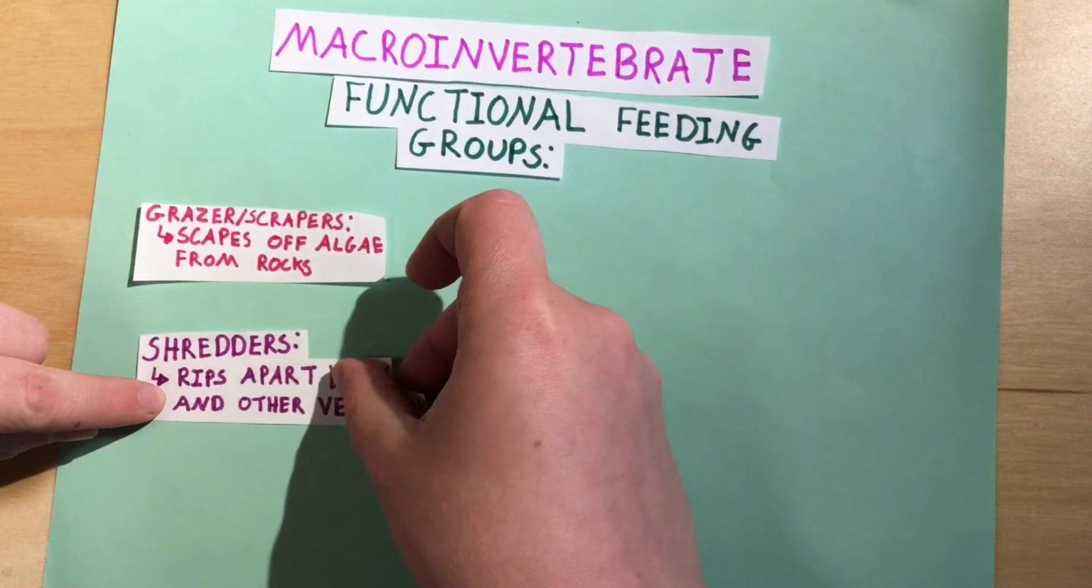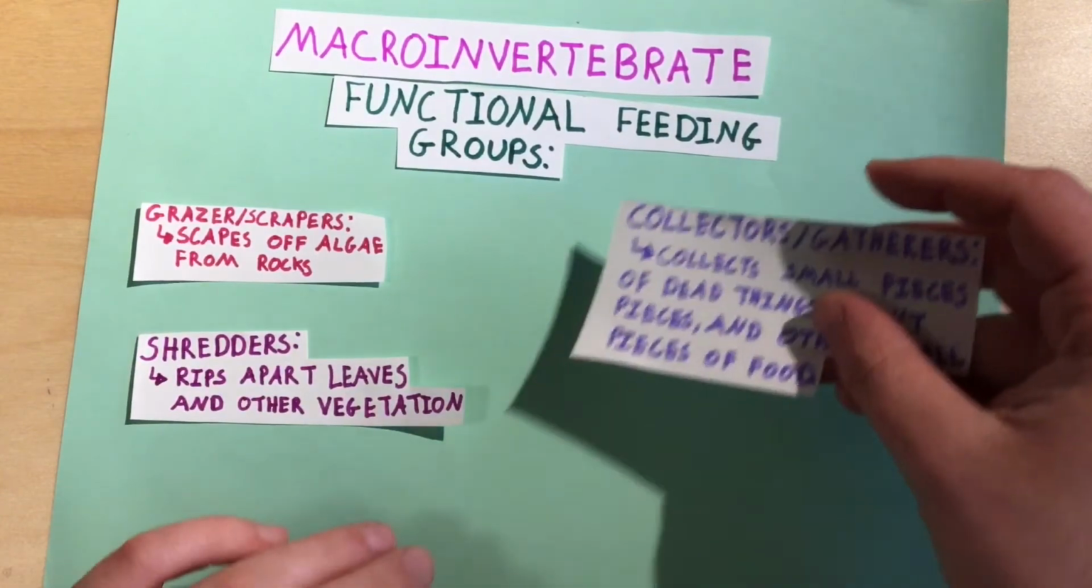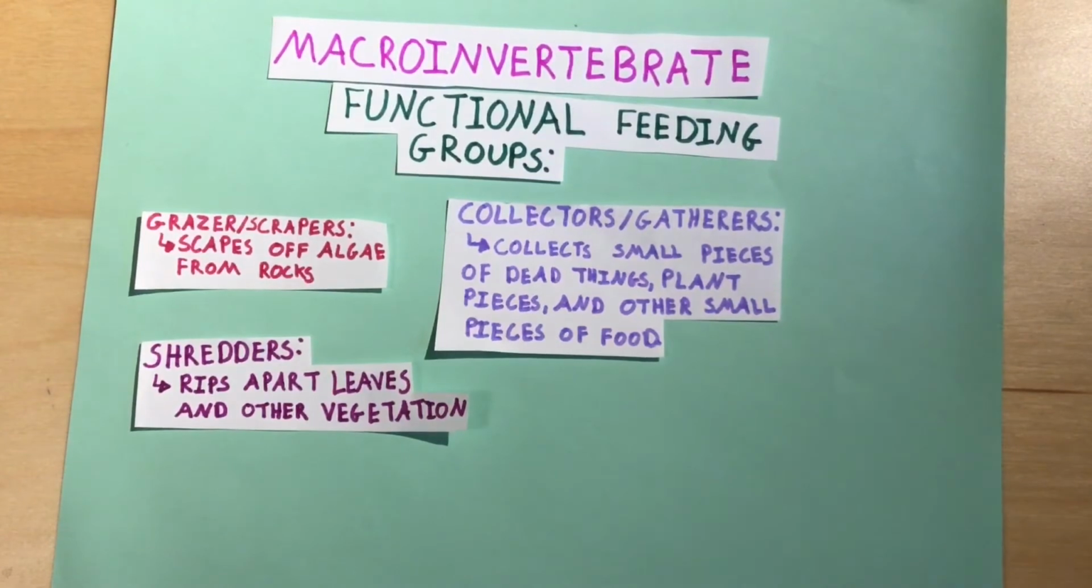We have shredders. Shredders rip apart leaves and other vegetation. Vegetation is just a fancy word for other pieces of nature. We have collector and gatherers. They collect small pieces of dead things, plant pieces, and other small food pieces.